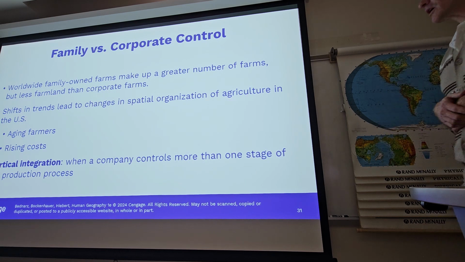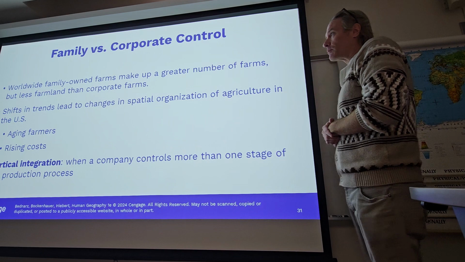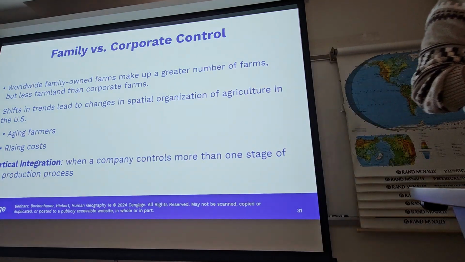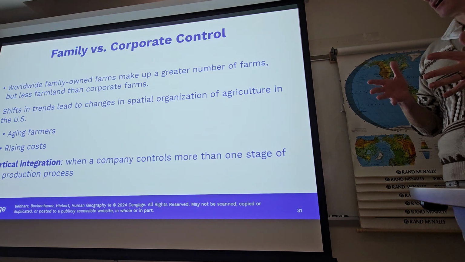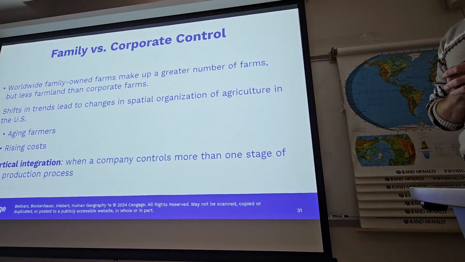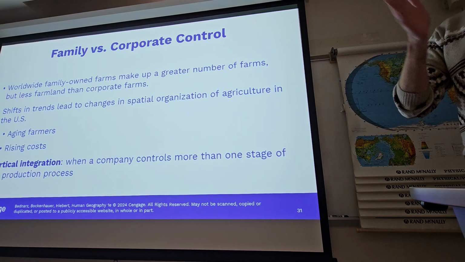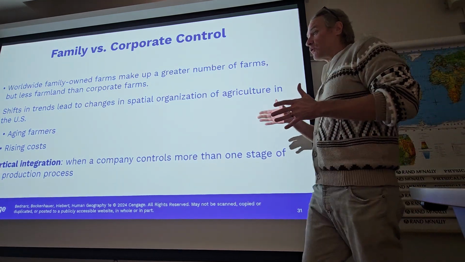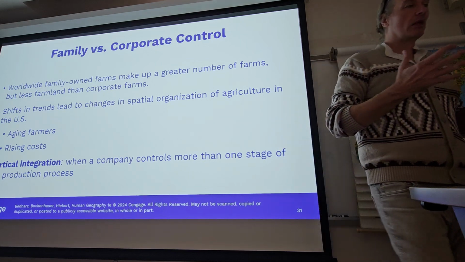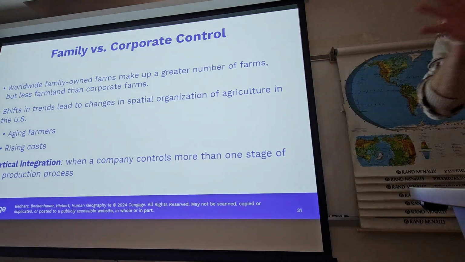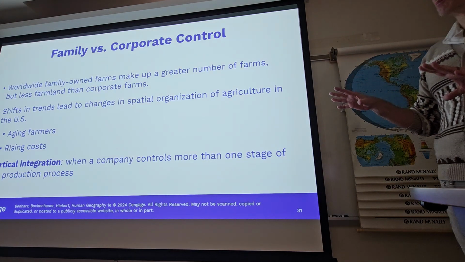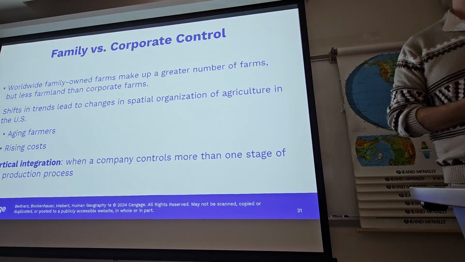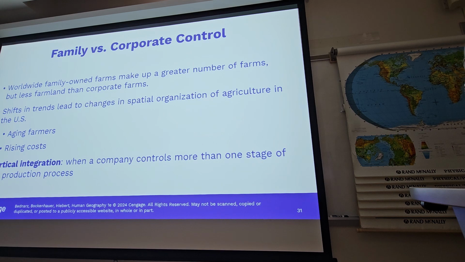Vertical integration, when a company controls more than one stage of the production process. That's a way to cut costs, right? Because otherwise, if you're not in charge of the different stages of the production process, if something goes wrong in a stage before or even after, that could really hurt your bottom line. If you're in control of all those stages, you can coordinate better. But again, that takes larger companies to do that successfully, again, edging out the small family farms.